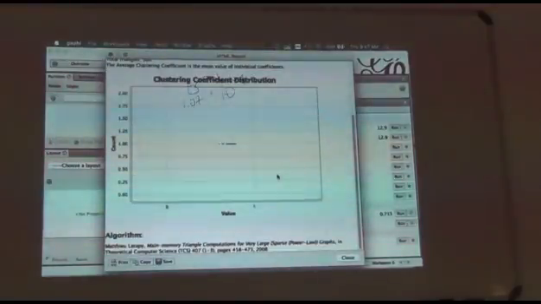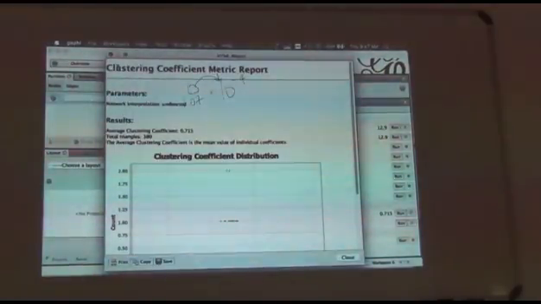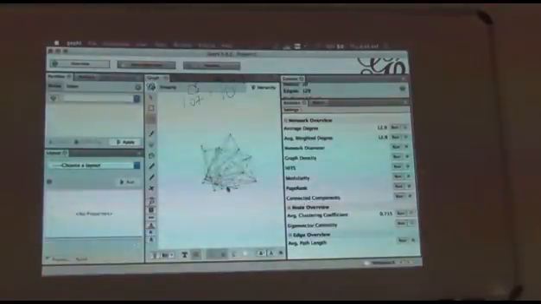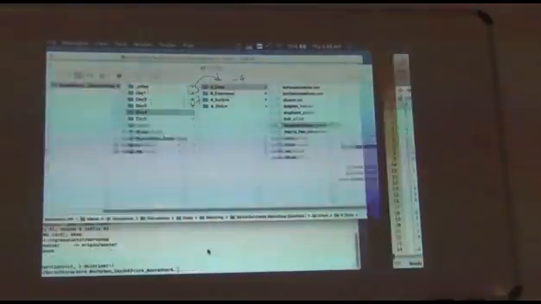So in Gephi it's simpler, but you don't have any measure of precision. Now, if you want to do it step by step, we can do all of this in R as well.